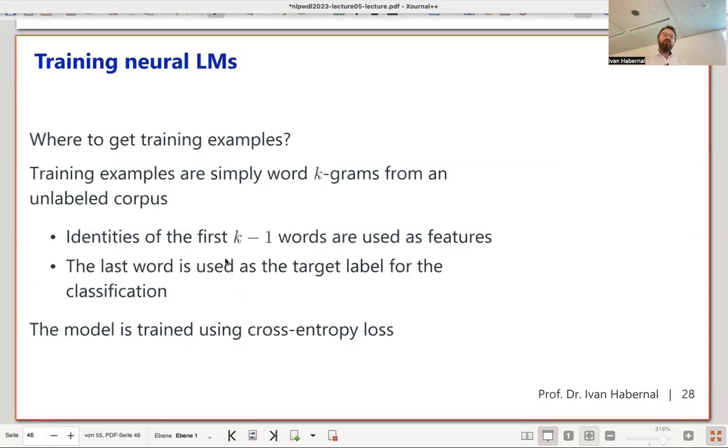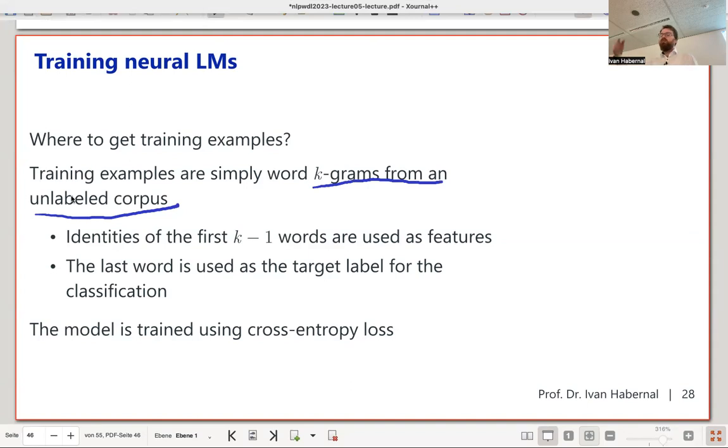And we already tackled that. So where to get the training examples? Okay, we already answered it. Training examples are simply k-grams from an unlabeled corpus. Unlabeled means there are no labels like positive sentiment, negative sentiment, or inference, like what was the NLI?